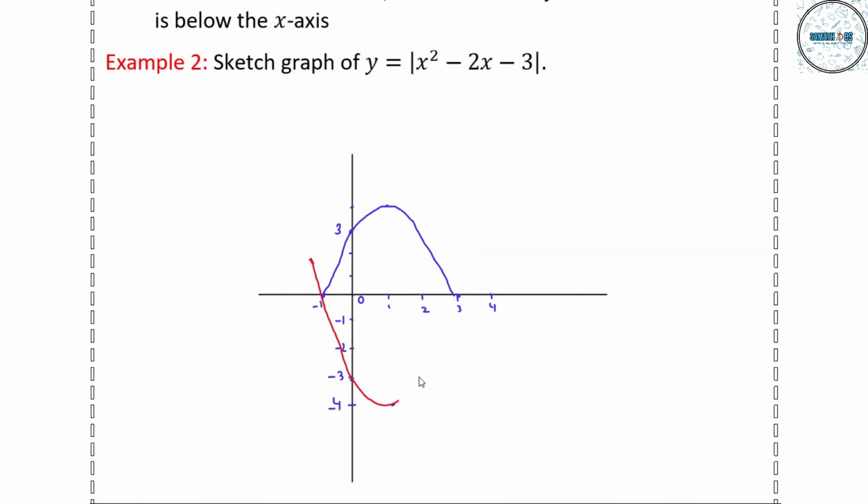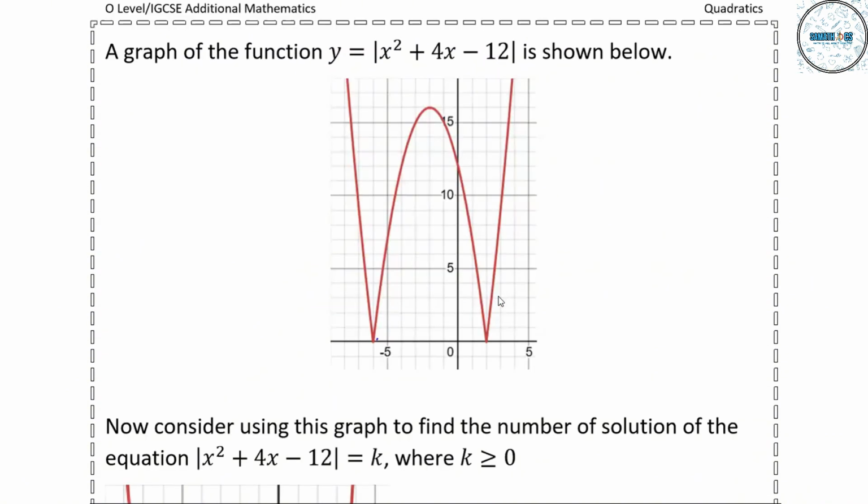We can erase this part of the curve, and the graph of the absolute function will look like this. This part was below the x-axis, and it is reflected because of the absolute function. A graph of the function y is equal to x squared plus 4x minus 12 is shown below. This part is reflected, and it was below the x-axis. Now it is above the x-axis.